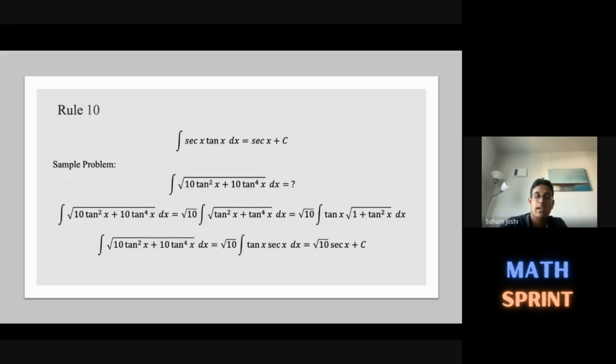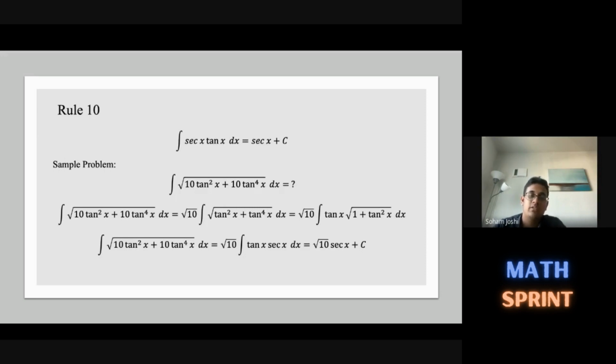All right, rule 10. Also, before we begin, you may want to revise your indices rules again so that you can follow this. When we integrate sec x times tan x with respect to x, we get sec x plus c. A sample problem, we need to integrate the square root of 10 tan square x plus 10 tan to the power of 4x with respect to x.